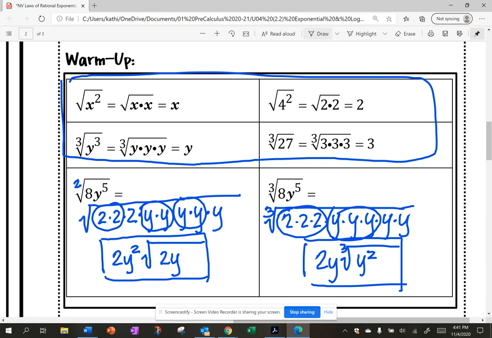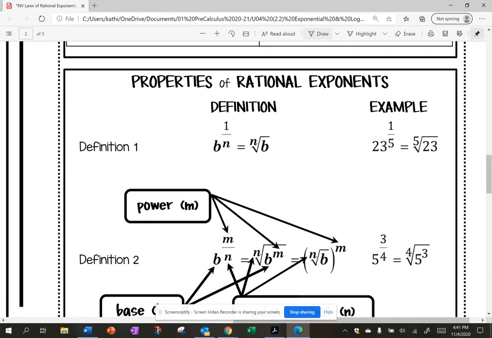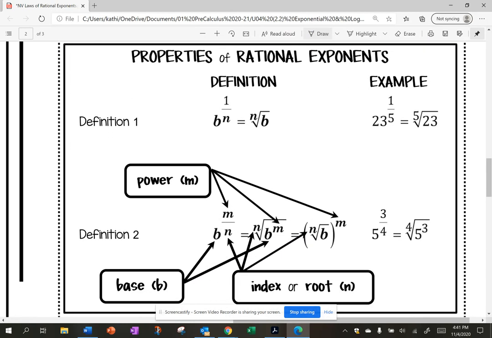Okay, so let's get into the definition. For rational exponents, when my power is 1, the denominator is the index, and we refer to that as letter n. When I don't have a power of 1, I refer to the power as m. So the base is b, the index, or sometimes called the root, is n. And I can write these a couple different ways.